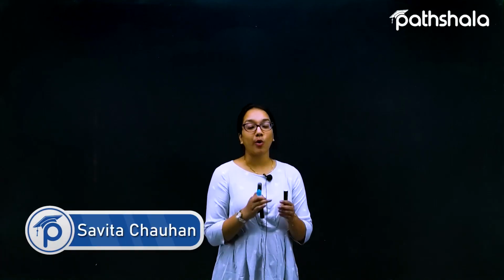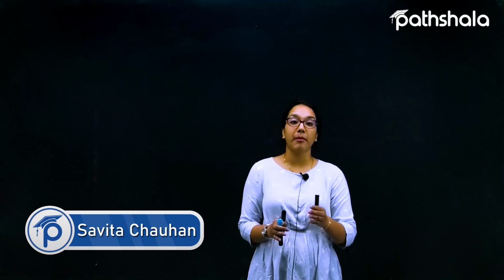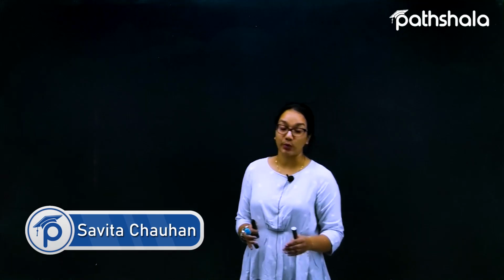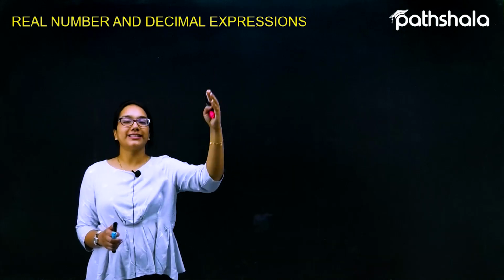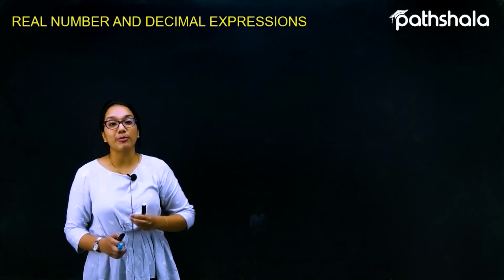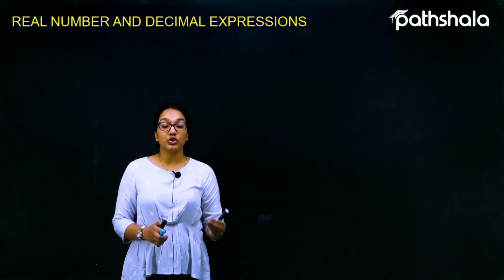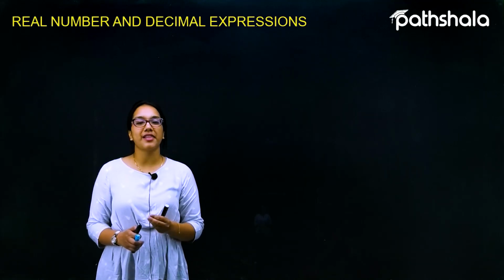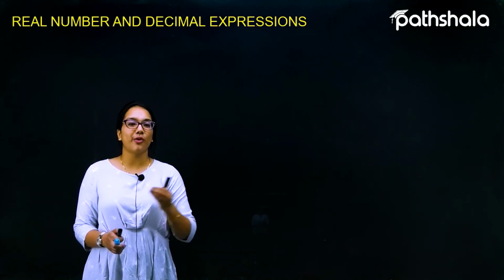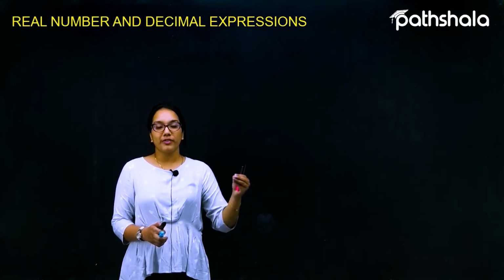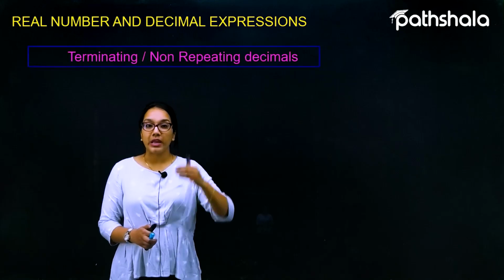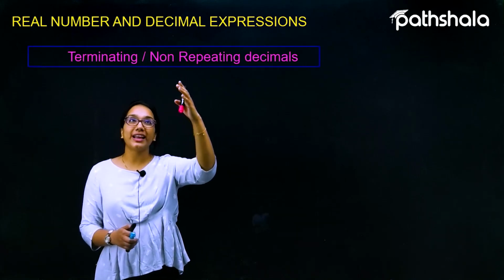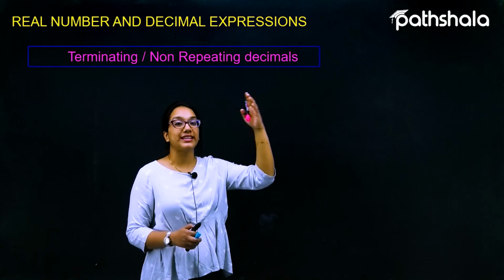Let's move on further towards the new topic, and I hope representing a real number on the number line is all clear to you. The next topic is real numbers and decimal expansions. With the help of decimal expansions, we will categorize the real numbers as a rational number or an irrational number. So we have classified all such numbers, and the first kind would be terminating and non-repeating decimals.